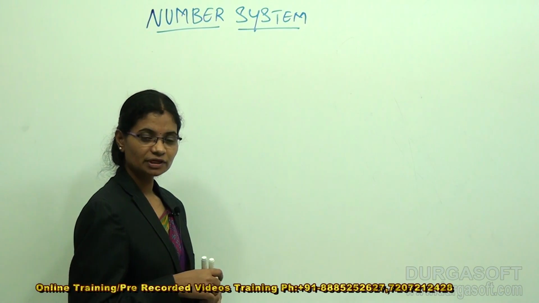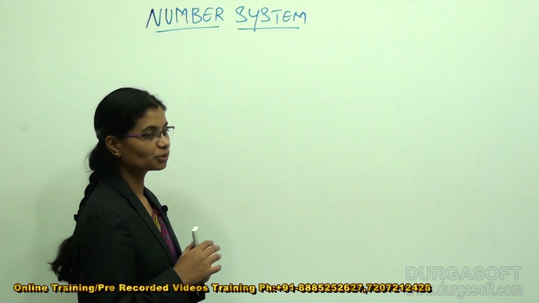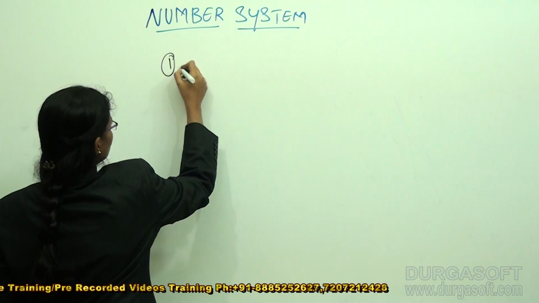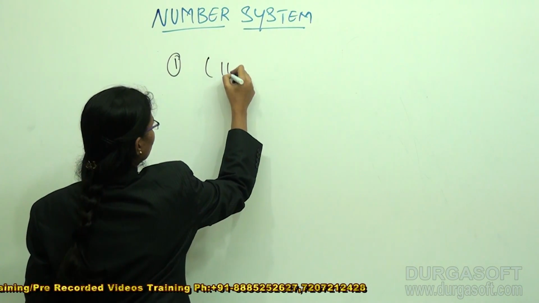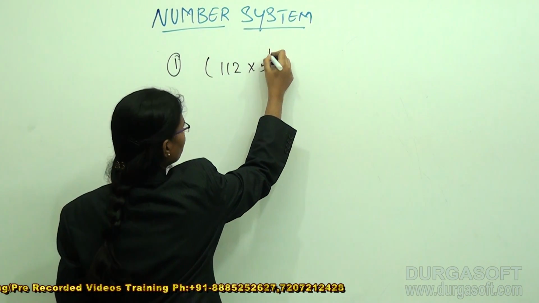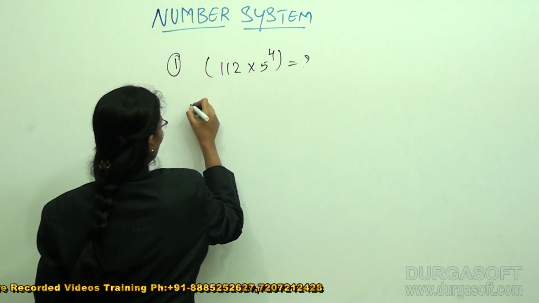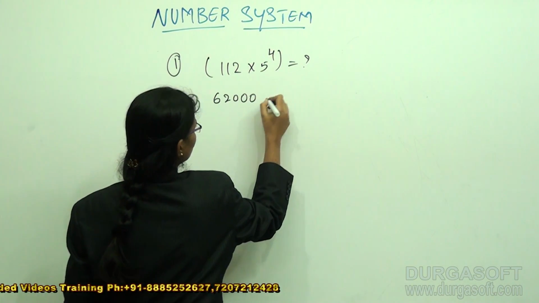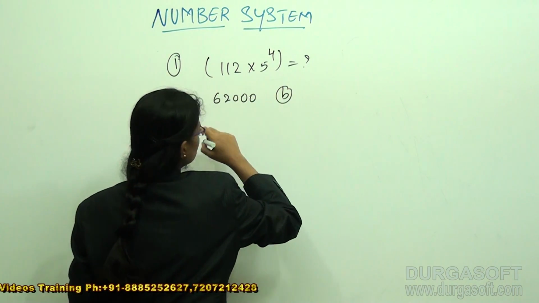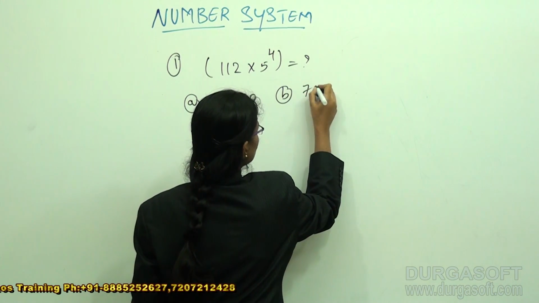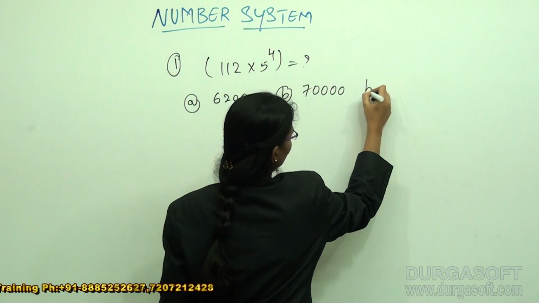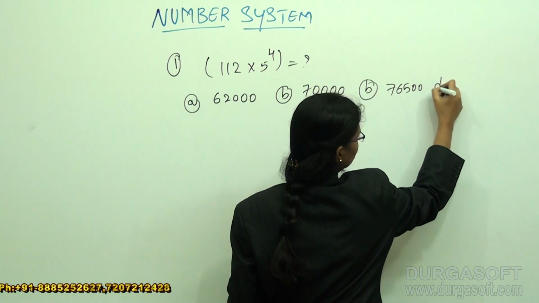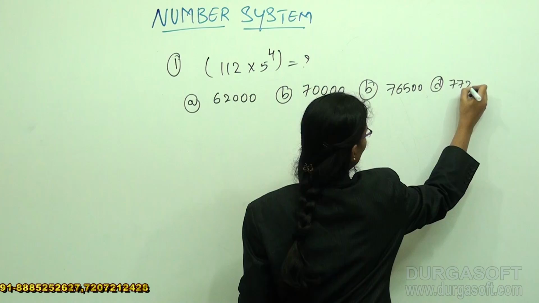Now as we are done with some concept, let's go for the problem solving. Let's see some problems. Let's see the first problem. It is 112 into 5 power 4 is equal to what? Options will be A, 62,000, B, 70,000, C, 76,500, D, 77,200.